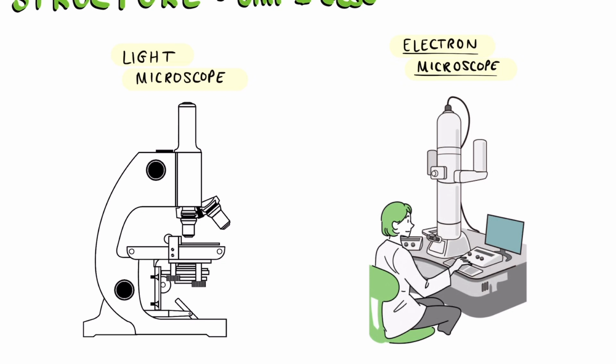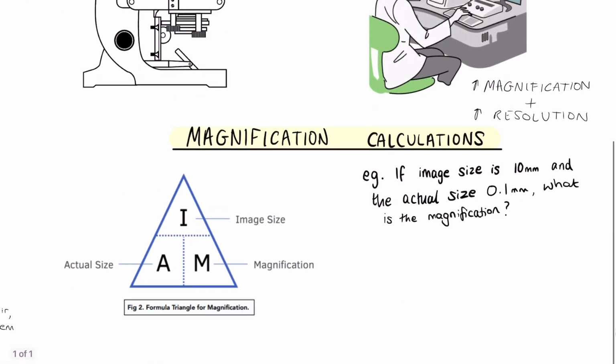This is because the electron microscope has a much higher magnification and a much higher resolution. Both these things allow it to be used to see smaller structures in finer detail, making it much more powerful than the light microscope. Now let's look here at magnification and calculations.